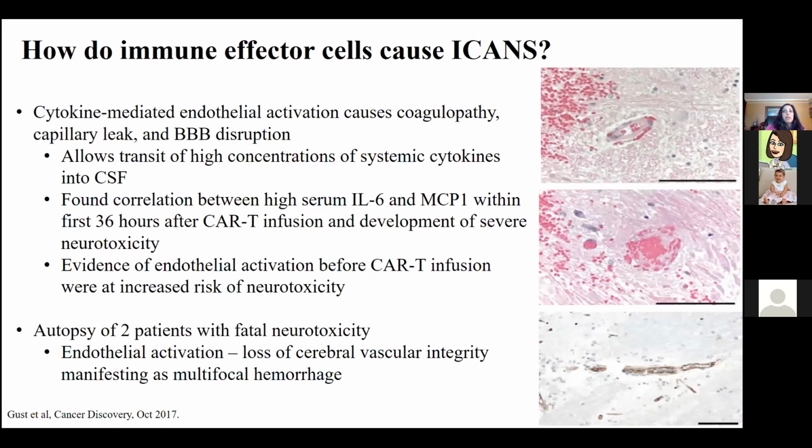To the right, there are some images that are from the autopsy of 2 patients with fatal neurotoxicity. These are patients that developed intracerebral hemorrhage as well as cerebral edema. So you can see some loss of cerebral vascular integrity and multifocal hemorrhage.